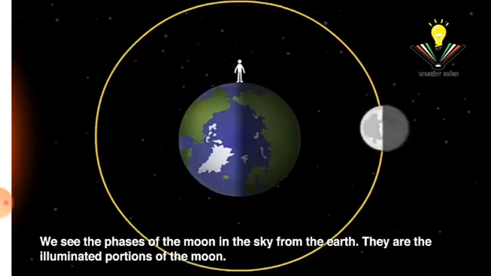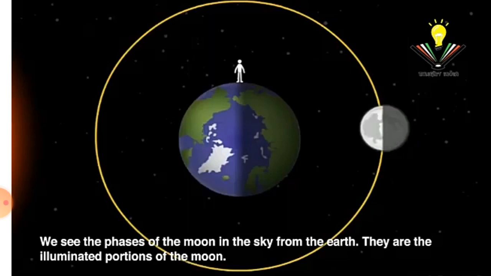We see the phases of the moon in the sky from the earth. They are illuminated portions of the moon. They become visible due to the sunlight reflected from the moon. While revolving around the earth, the moon is on the opposite side of the sun on a full moon day, whereas on a new moon day, it is positioned between the sun and the earth.